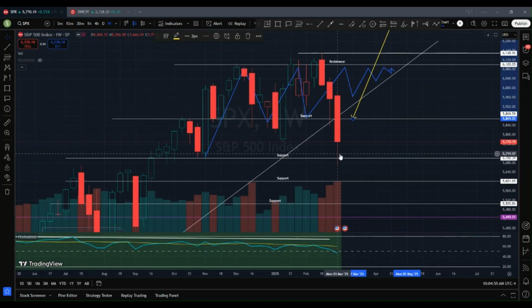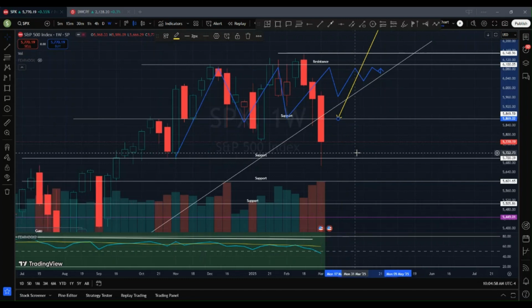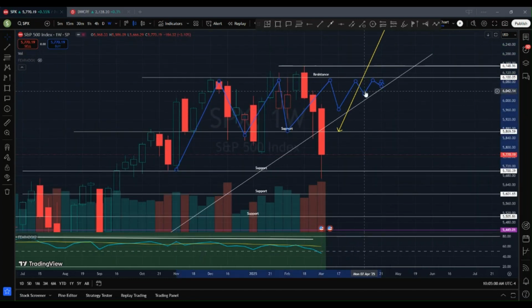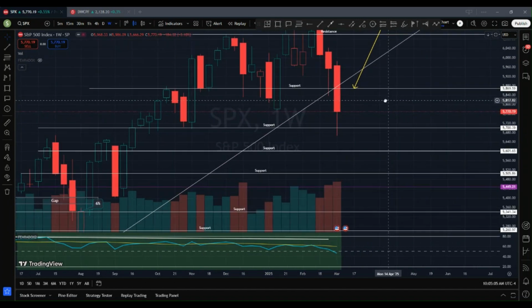This candle makes me interested in the weekly time frame. What I will do is take this out because it broke out of the structure we were looking at. The other thing is this.